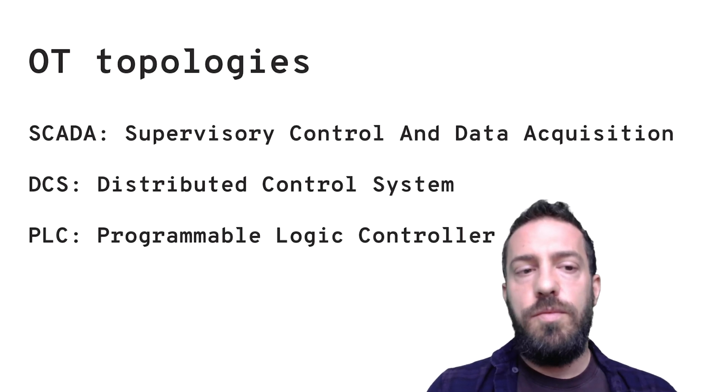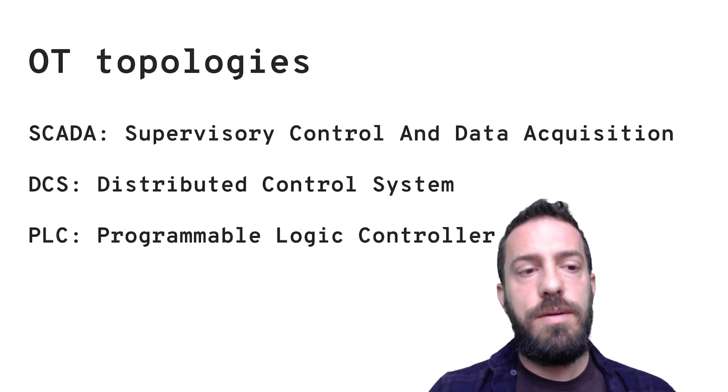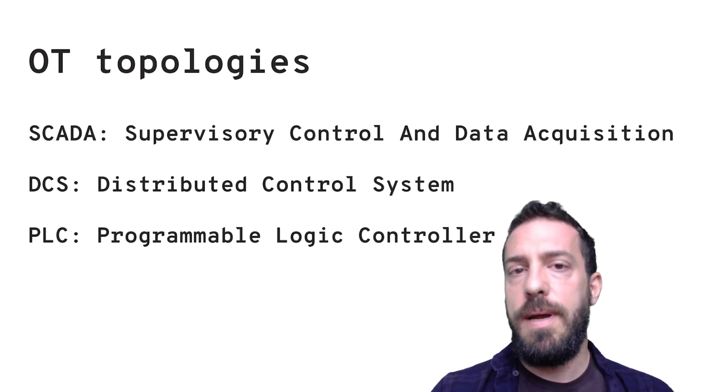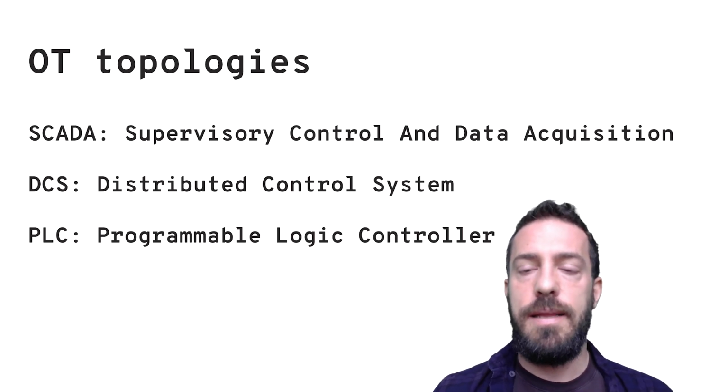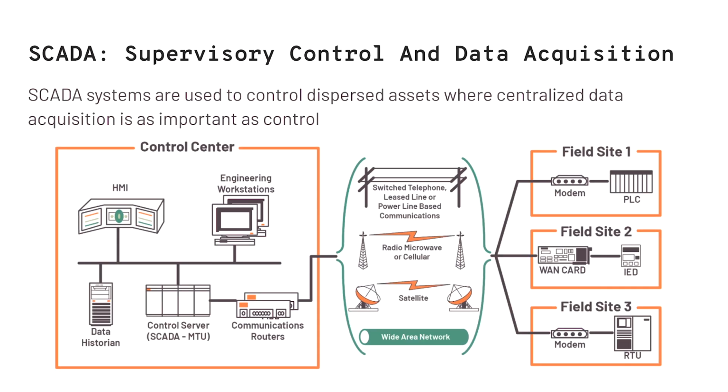In this video, we'll continue the terminology discussion and we'll discuss three terms that will appear a lot throughout the class: SCADA, DCS, and PLC. SCADA stands for Supervisory Control and Data Acquisitions, and SCADA systems are generally used to control dispersed assets where centralized data acquisition is as important as control.